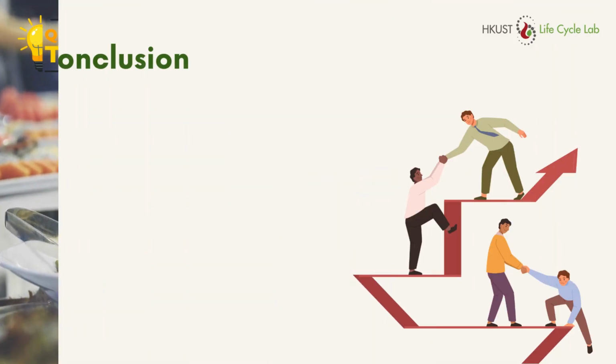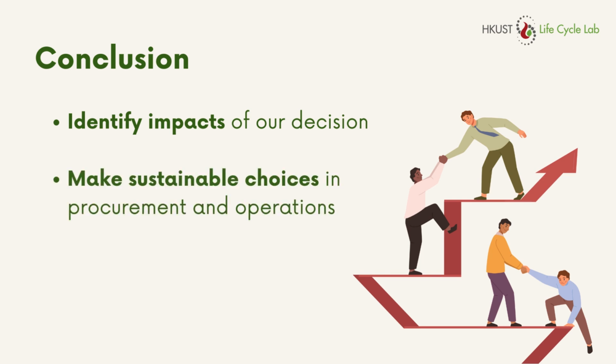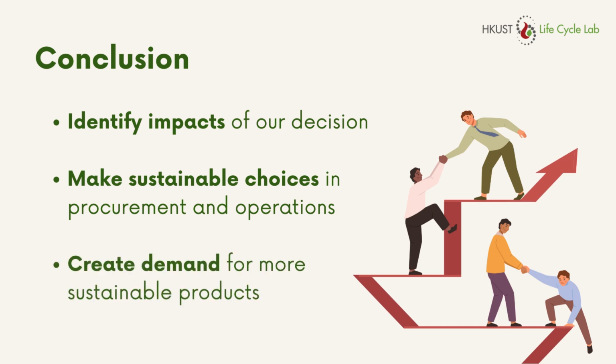Life cycle analysis is a powerful tool for assessing environmental impacts and making sustainable choices in procurement and operations. By understanding the impacts of our decisions and choosing the more sustainable options, we can not only reduce our overall impact, but also use our purchasing power to create demand for more sustainable products in the market, pushing supply chains to rethink their production life cycle to suit society's sustainability needs.